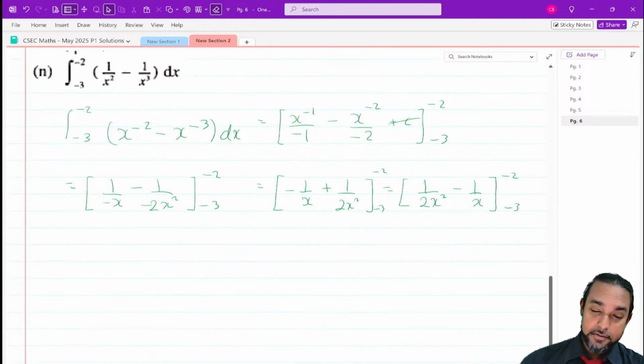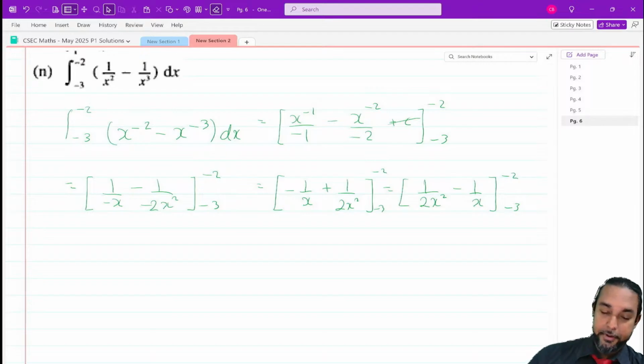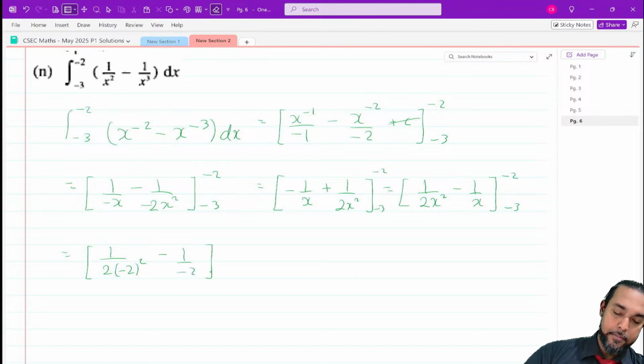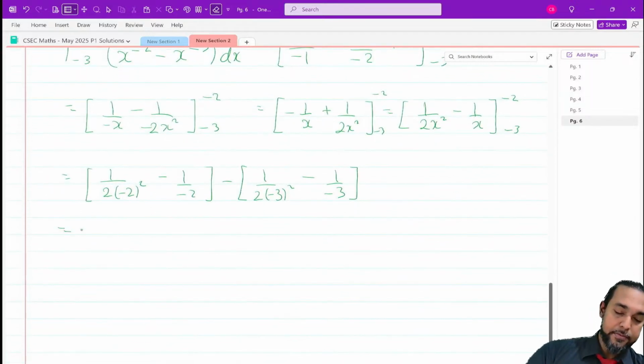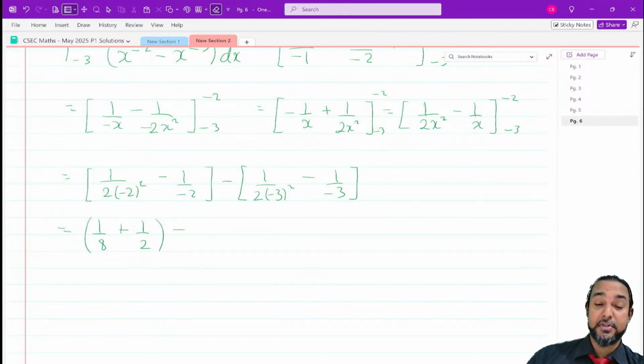So if you got that far, good job. If you didn't get that far, don't worry. We'll get there. Right, so now we can make our substitution. So we could sub minus 2 instead of that first x. So you have minus 2 squared, minus 2 again, minus 3 squared, minus 1 over minus 3. So minus 2 squared is 4. 4 by 2 is 8. So you have 1/8. When you minus a half, you get plus. Minus 3 squared is 9. 9 by 2 is 18. And when you minus a minus, you get a plus.